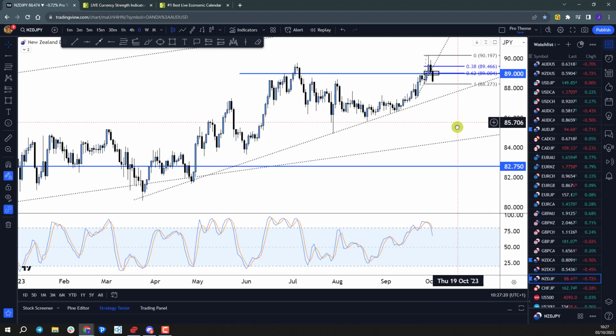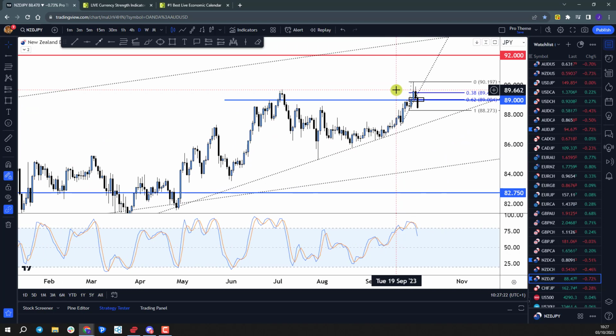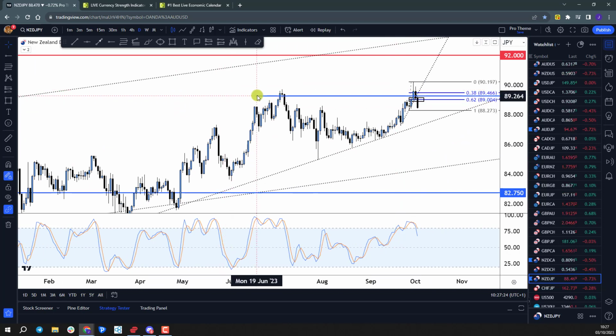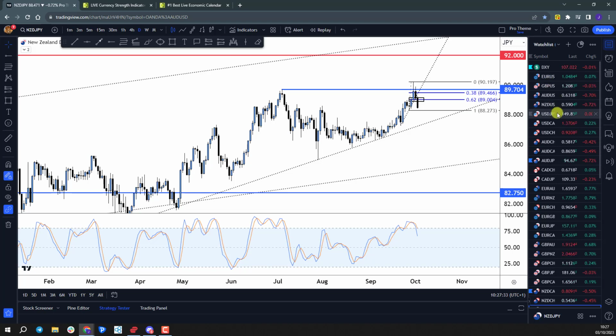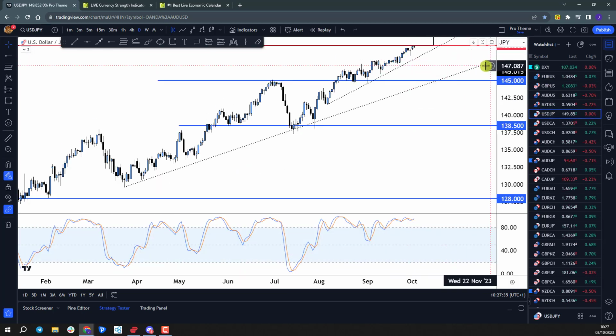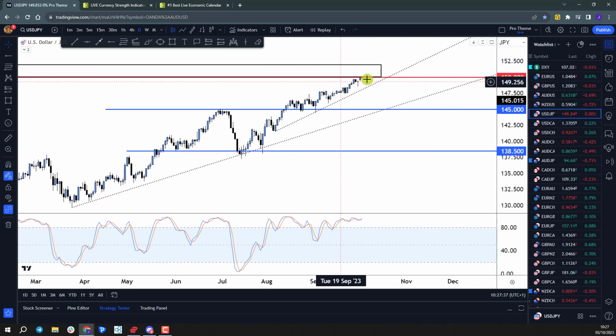We did kind of say that in yesterday's video. We've got to be super careful. One thing that put me off was the fact that we didn't close above previous highs on the 5th of July at 89.70. The other thing that put me off as well was the fact that US dollar yen was at 150 pretty much. You can see in here.